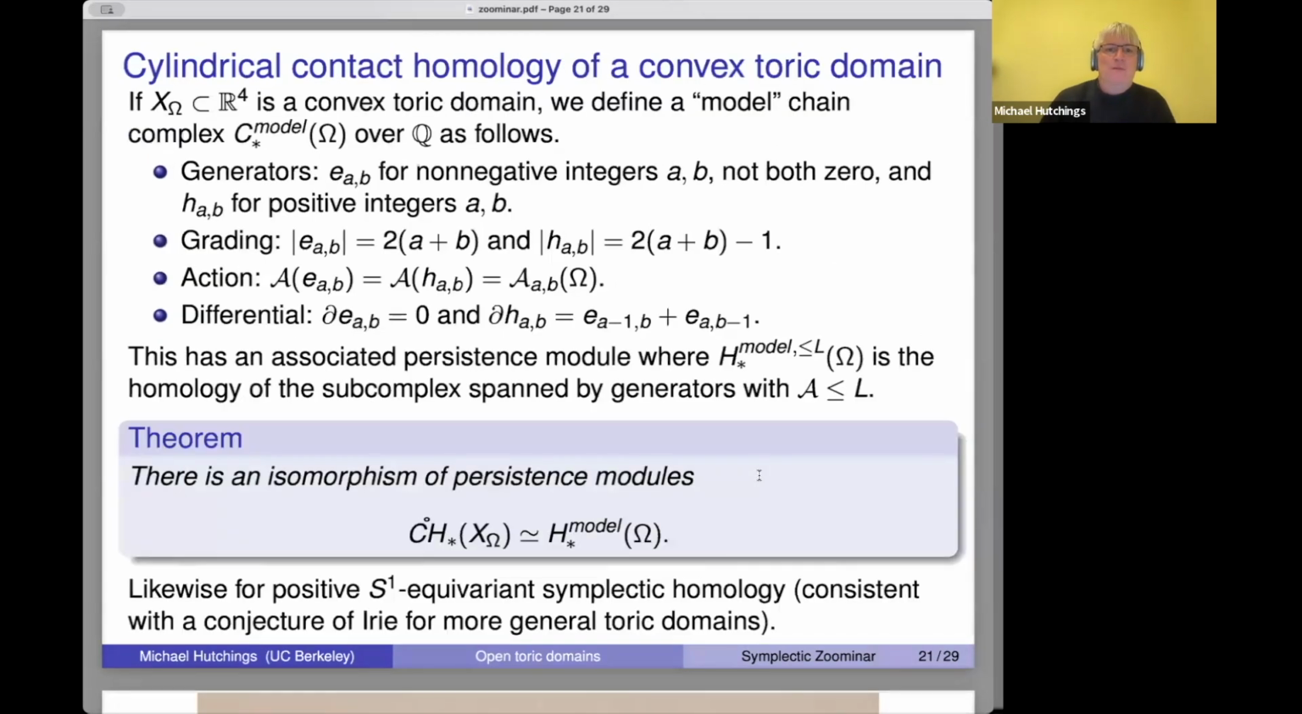Okay, so now let's talk about the case of a convex toric domain. I'm going to define a model chain complex.